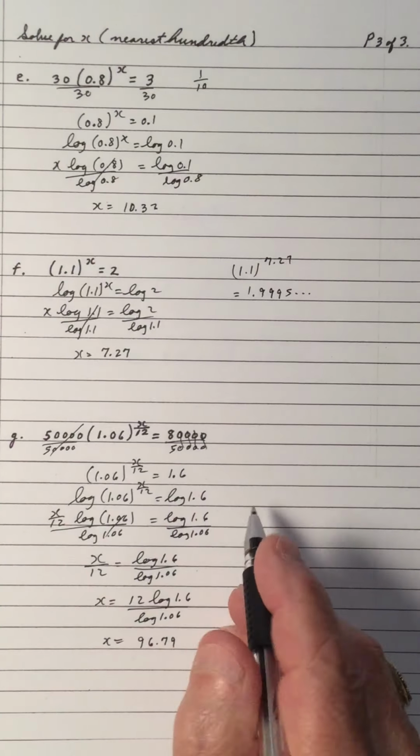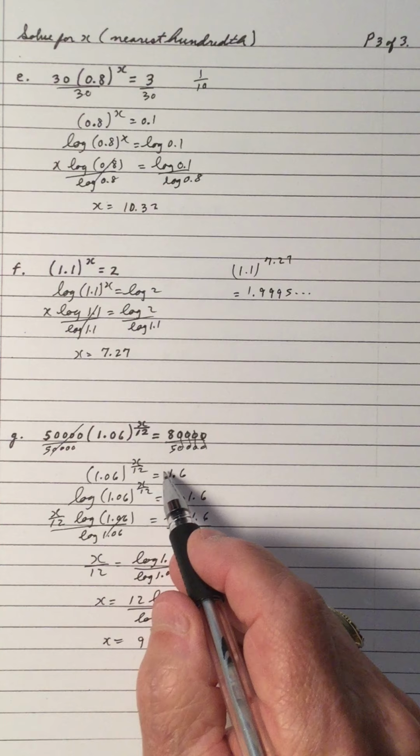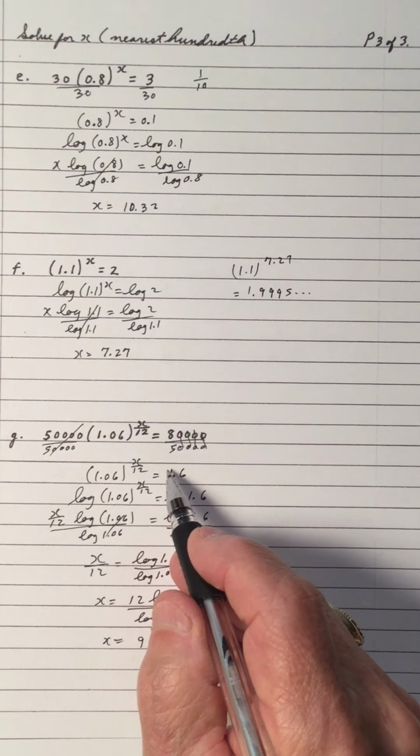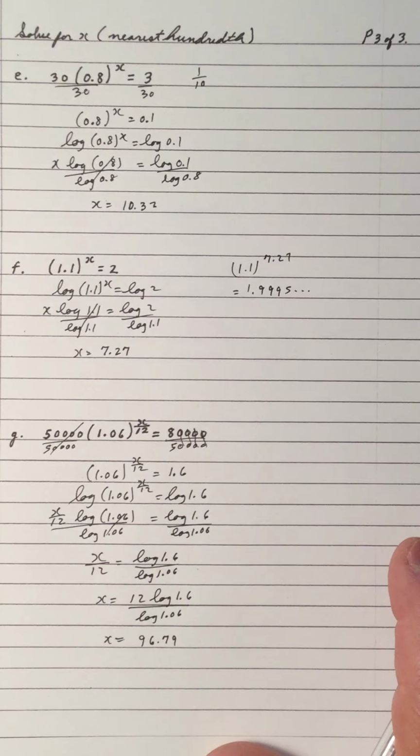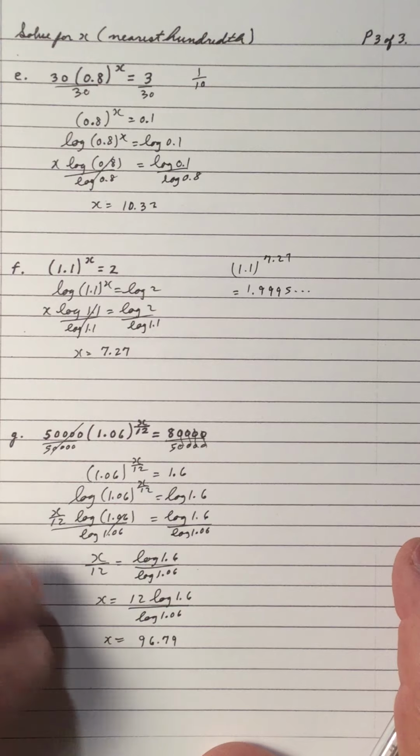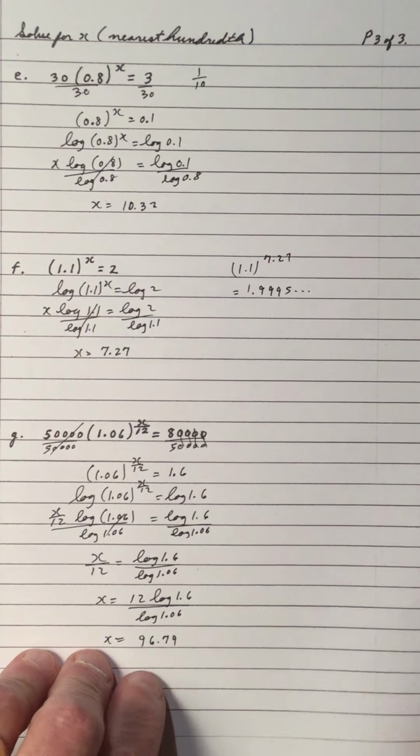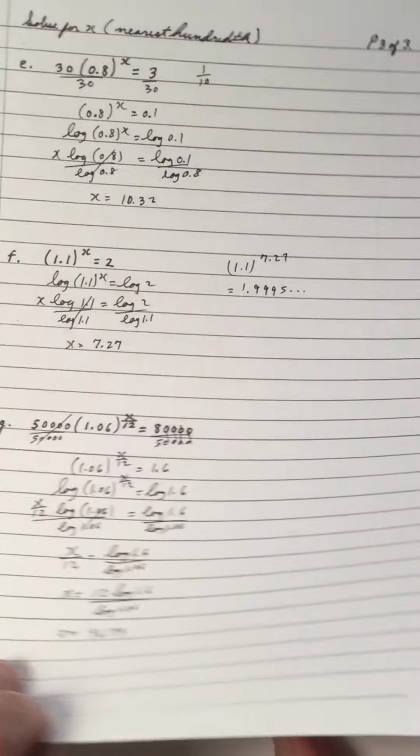And that one is worked out again. Notice that in all of these, x is in the exponent, and it's going to be an irrational number, so we have to do the log of each side. So hopefully that helped you.